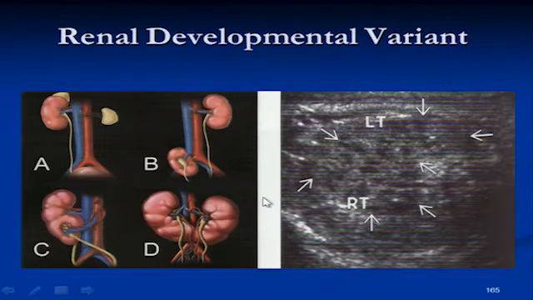Remember that the kidney develops initially as a pelvic organ. So the kidney develops in the pelvis and later moves up into the upper abdomen. Sometimes that ascent does not happen. So it is common to see a pelvic kidney, or two pelvic kidneys joined together would be a horseshoe kidney, like this one here.